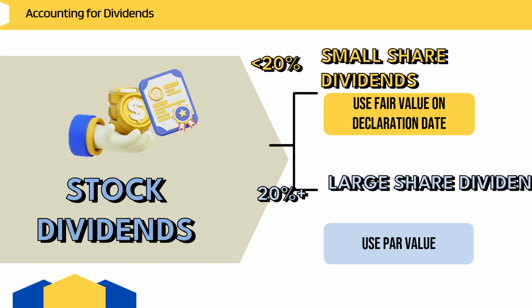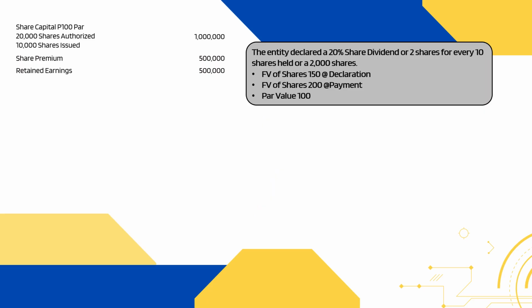So, the concept lang here would be, how do you value your stock dividends? Just know that you have two types of stock dividends. If it's less than 20%, you call that the small share dividends. If it's 20% and above, it's large share dividends. You will use fair value on the declaration date pag small share and par value kapag large share. So, to operationalize this, let's look at the example.